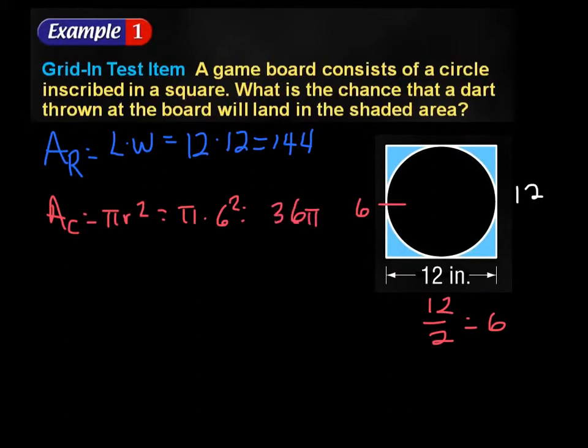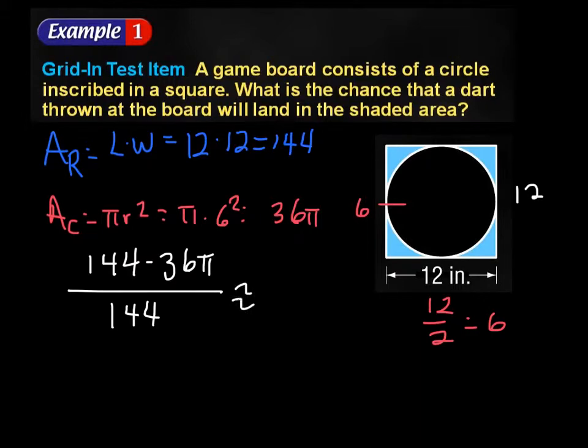So when we go to do probability, probability is favorable over total. So we want it to be in the shaded area, which is inside the square but not inside the circle. So we need to take 144 minus 36 pi out of our total, which is 144. And that doesn't look like much of anything. We need to type it in the calculator to get an answer that makes sense. And I get 0.215, which would be 21.5% of the time. And they just left it as a decimal, so we will too.